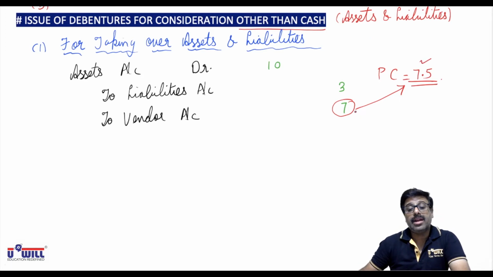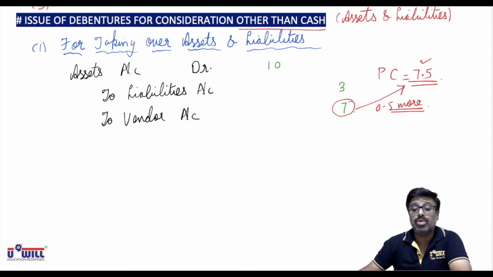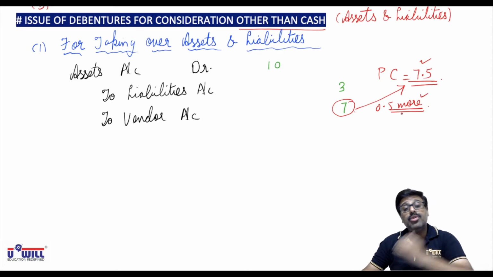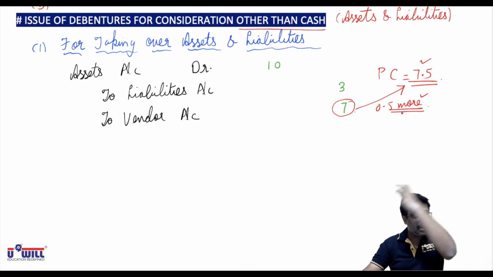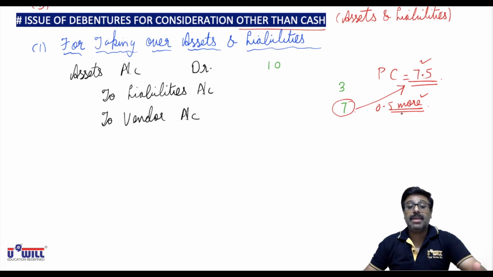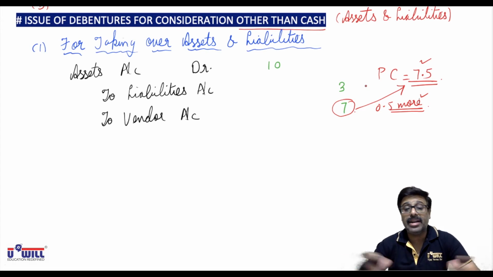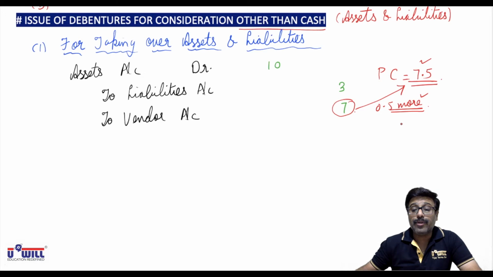But here the company lands up paying 50,000 more. 0.5 lakhs more means 50,000 more to the other person. Now what you are paying more, 50,000 to the other person, you are paying the money but you are not getting anything. So can I say you are paying the money but what you are getting is intangible? It cannot be touched, it cannot be felt, it cannot be seen. So this 50,000 more that you are paying would be treated as goodwill.